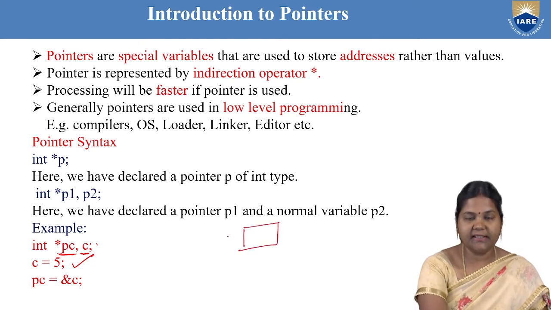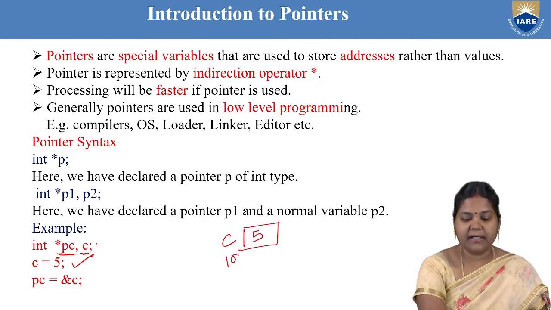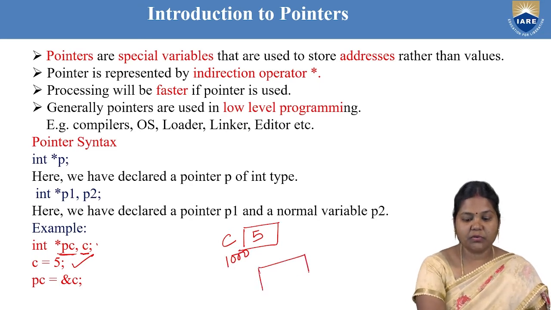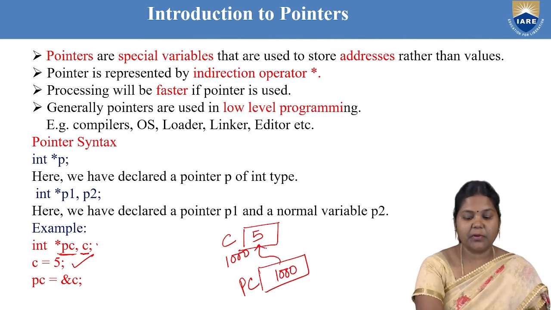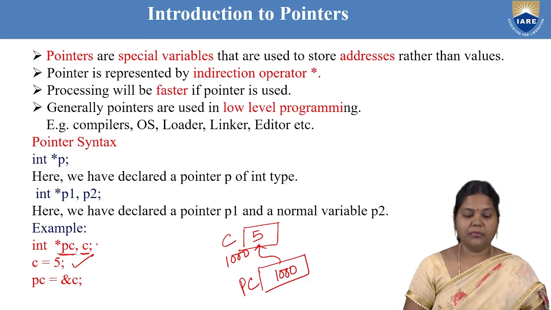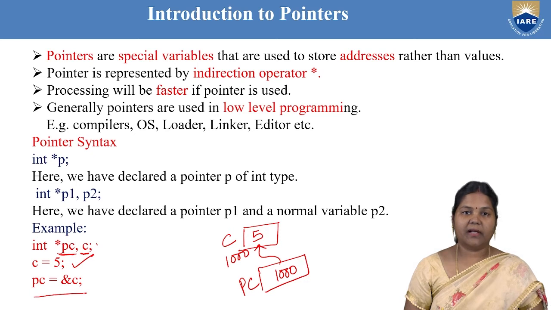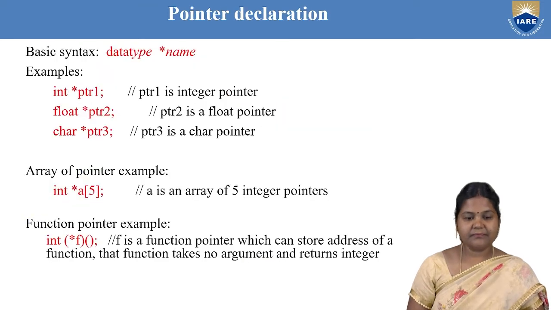Here C is an integer in memory which contains a value 5 inside it and which will have some address. Suppose the address is 1000. This address we are going to store in the pointer PC, which contains 1000. That means indirectly this pointer points to the value 5 only. You can see here PC is equal to ampersand of C. If you write like this, that means this pointer contains the address of the integer variable.